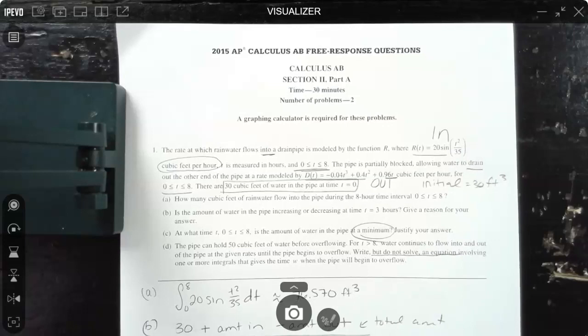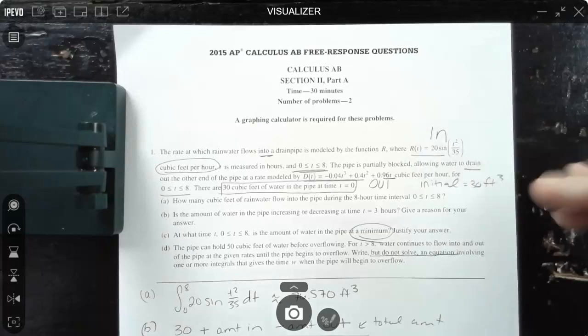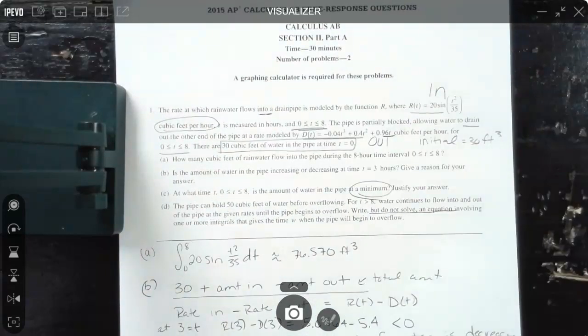All right, here we go, part A. Part A says, how many cubic feet of rainwater flow into the pipe during the 8-hour time interval? This is only asking me to reference R. And this is a calculator problem, so I put this in Y1, set up my integral, and just use the calculator to find out. Make sure you are in radians and not in degrees, because this is a trig function and that will mess you up.